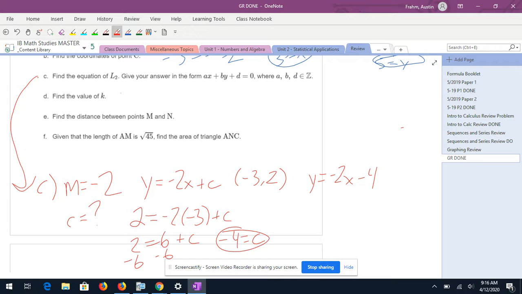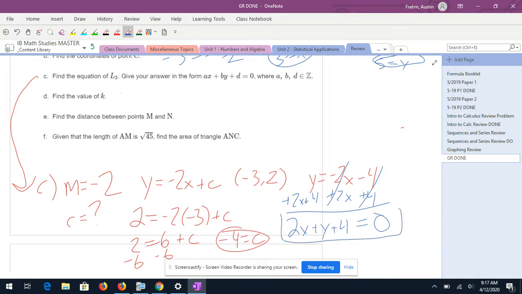But they want us to put it in standard form, meaning we have to have whole numbers and everything on the same side. We already have whole numbers, so we don't need to multiply the equation by anything. We just have to get everything to the same side. And this time, I'm going to move everything to the left-hand side so that it's all positive. So I'm going to add 2x and add 4 to both sides. So then I would have 2x plus y plus 4 equals 0. And that would be the equation in standard form.